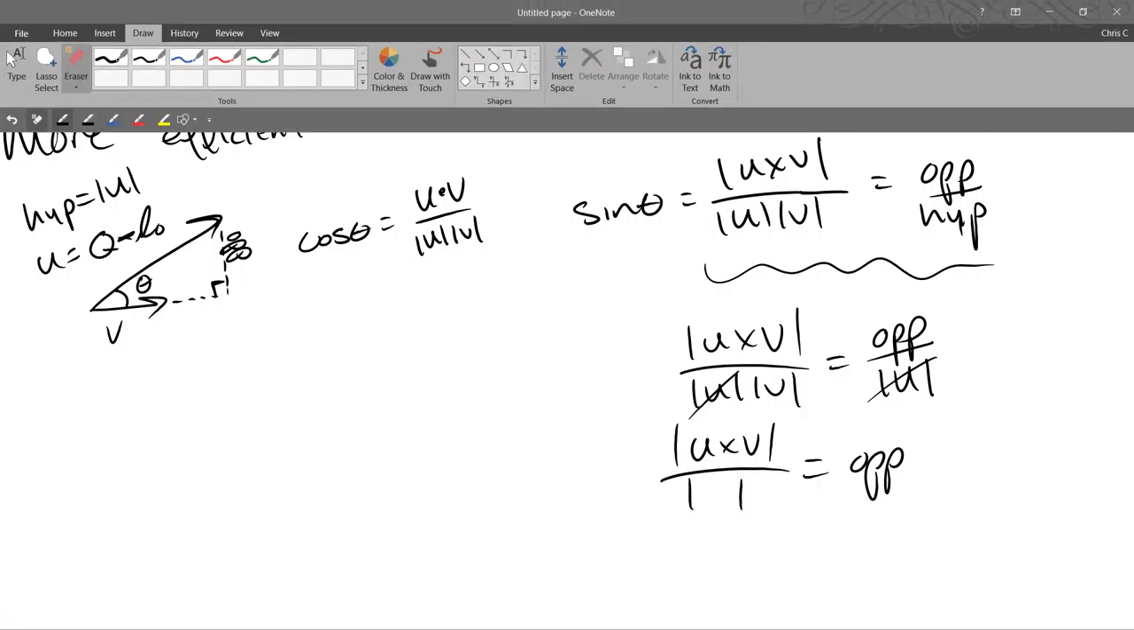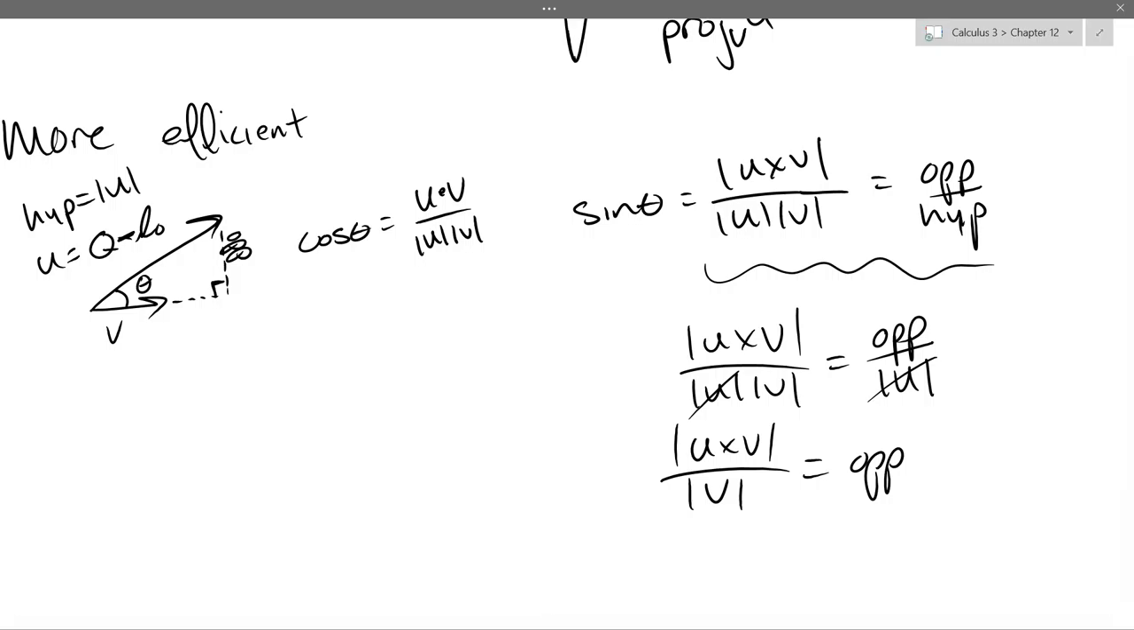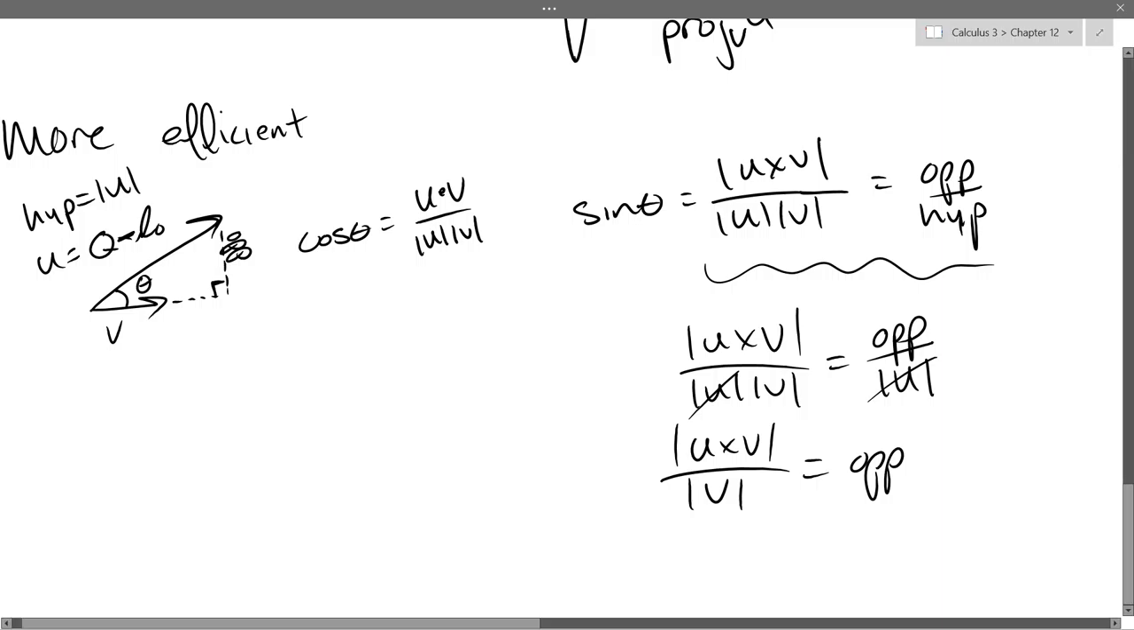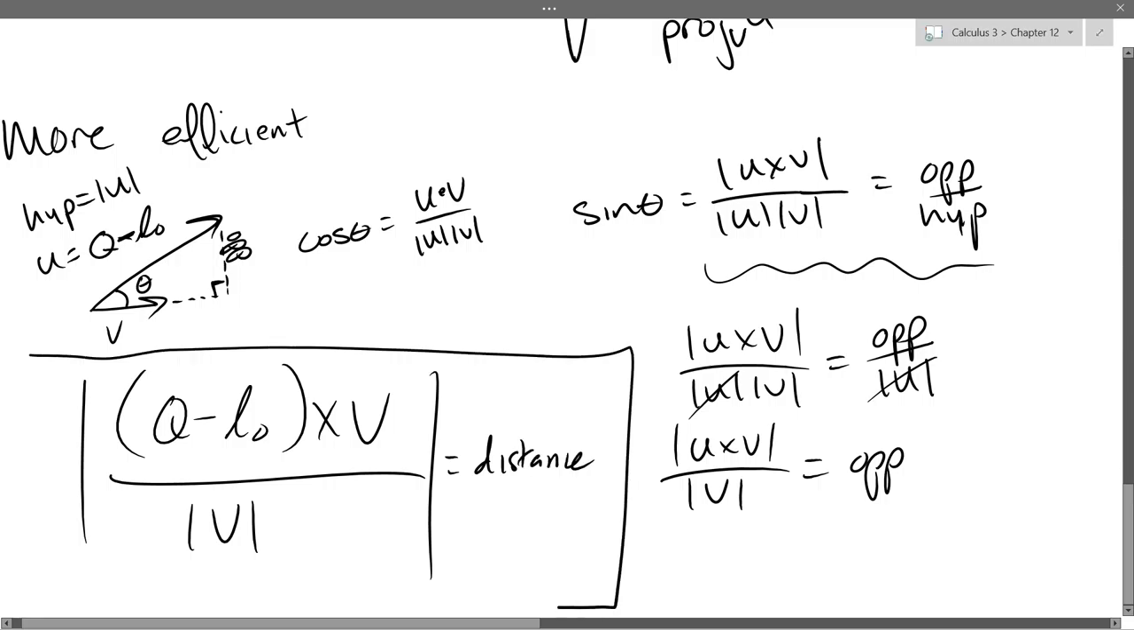It's much better. Absolutely. That's a much more friendly formula right there: cross product divided by magnitude of v. And now we'll unsubstitute back out for u, which is q minus L0. Cross V divided by magnitude V, and this is our distance.